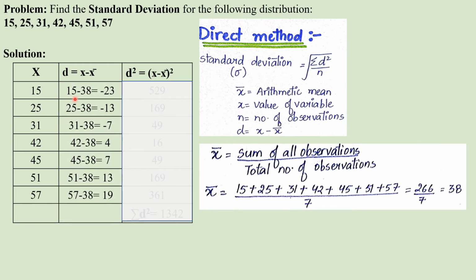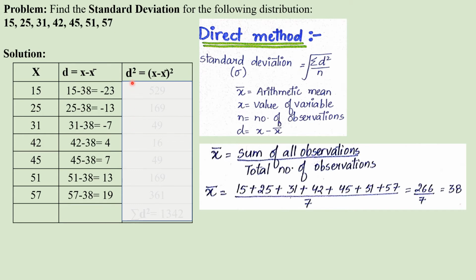So d is 15 minus x bar, or arithmetic mean, 38. So 15 minus 38 is minus 23. 25 minus 38 is minus 13. 31 minus 38 is minus 7. 42 minus 38 is 4. 45 minus 38 is 7. 51 minus 38 is 13. And 57 minus 38 is 19.